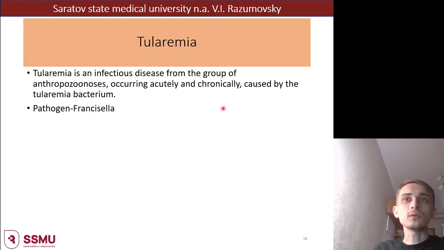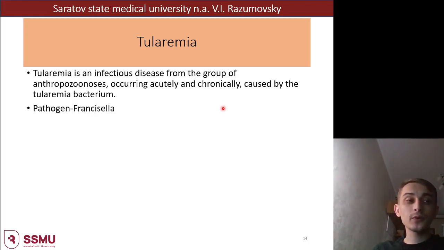The next disease is tularemia. Tularemia is an infectious disease from the group of anthropozoonoses. It means that the source of infection is animals. It is acute or chronic, caused by the tularemia bacterium. The tularemia bacterium is Francisella, and it may also lead to really dramatic hyperimmune reactions in the place of its primary effects.